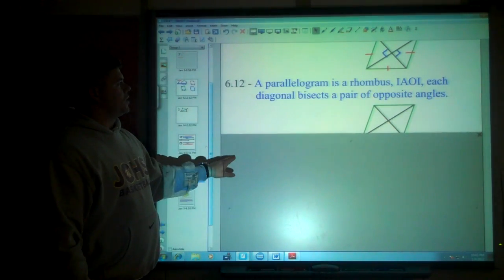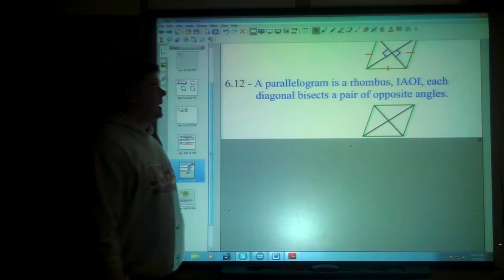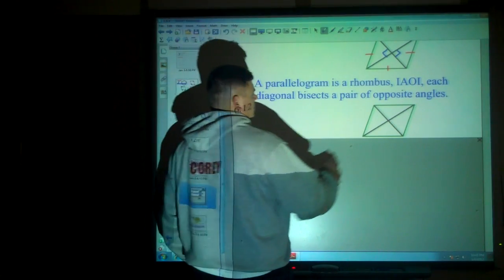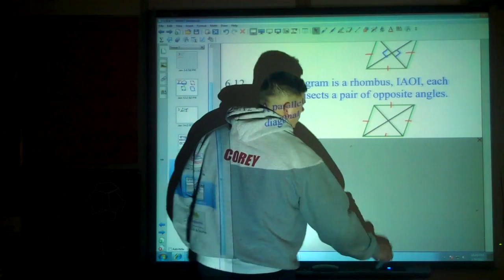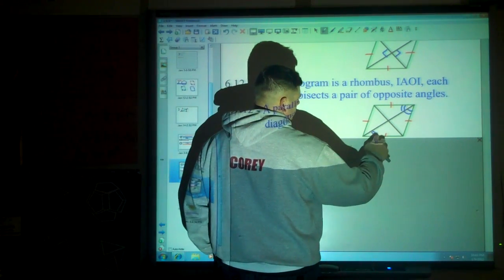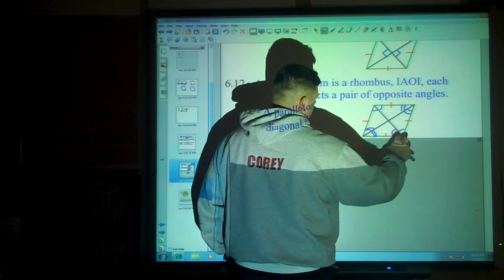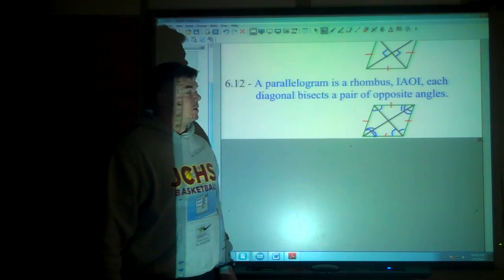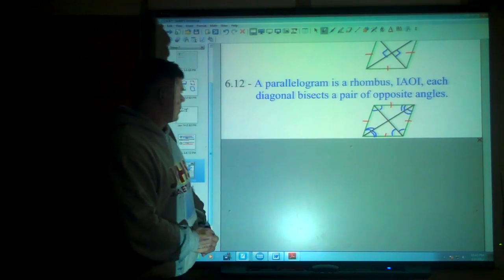Alright? Another theorem is that a parallelogram is a rhombus if and only if each diagonal bisects a pair of opposite angles. So, if this truly is a rhombus, which again means these sides are all the same, then what will happen is these 2 will be the same angle, these 2 will be the same angle. These will be the same angle, and these will be the same angle. So they will bisect, but only if it's a rhombus. If it's not a rhombus, then it will not do any bisecting, only if it's a rhombus.